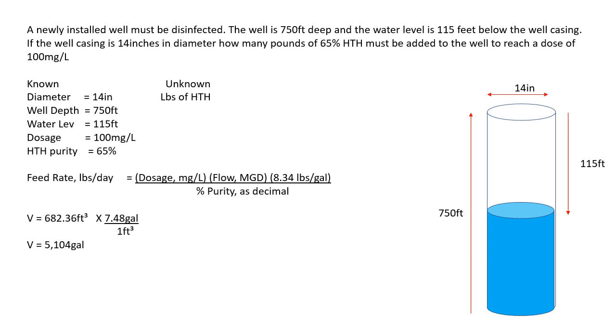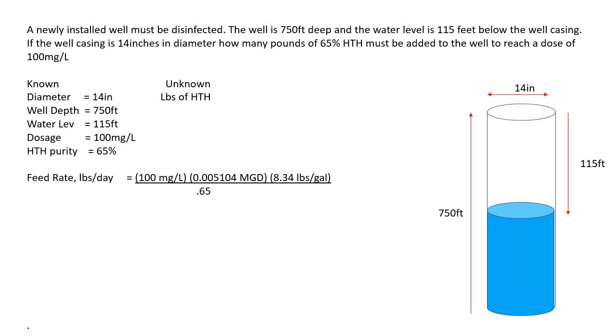Again, our pounds formula needs the volume in million gallons. So we're going to do our next conversion. There are 1 million gallons in a MG, or million gallons. So it's going to be division, so your gallons cancel out. So 5,104 gallons divided by 1 million gallons. Gallons cancel out. And you're left with a volume of 0.005104 MG.